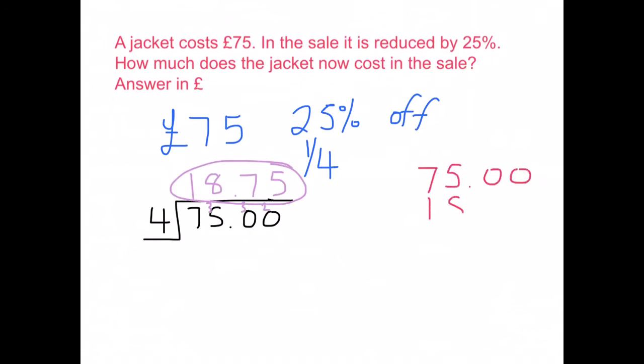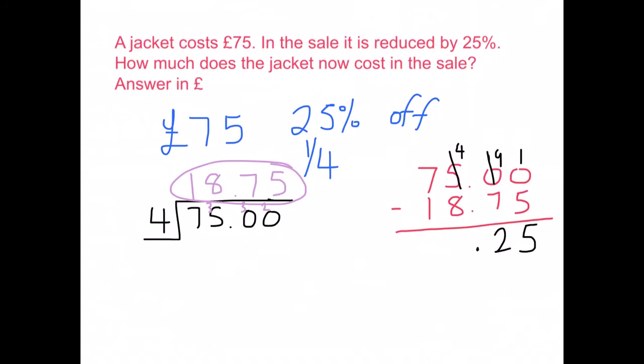There's £18.75 taken off. We need to do a subtraction sum to work out the new cost of the jacket. 0 take away 5 we can't do, so we've got to do some exchange. Go all the way over, that leaves 4, 9 and 1. So 10 take away 5 is 5, 9 take away 7 is 2. Keep my decimal points in a line.